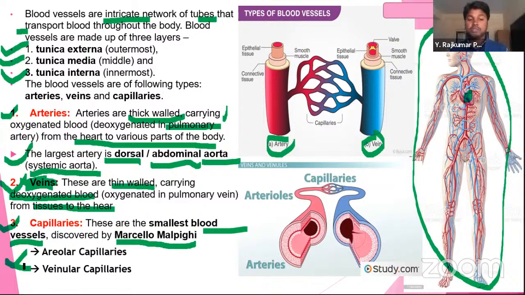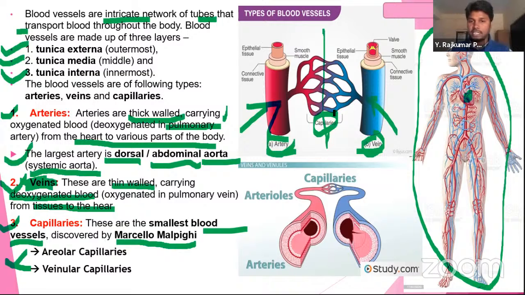Capillaries are again of two types: arterial capillaries and venular capillaries. Arterial capillaries are made from the branches of arteries, and venular capillaries get together and become a vein. Okay. Here you can see the structure: artery and vein. Arteries appear in red color and veins appear in blue color. Okay, but these two vessels are connected by the capillaries.